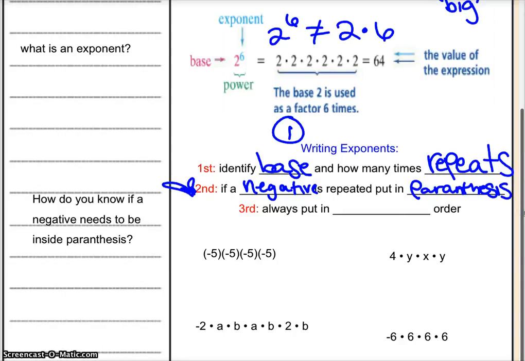And then we always put in alphabetical order. This is more etiquette-wise. It looks nicer. If you have an X and a Y, it's nicer to write XY instead of YX. It truly doesn't matter because multiplication is commutative. However, it looks nicer.